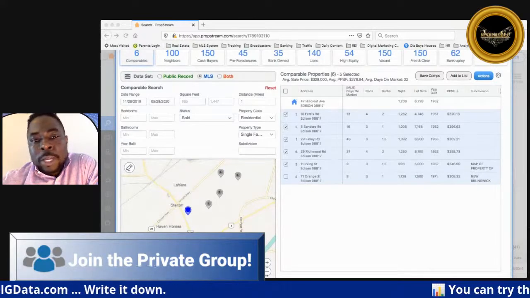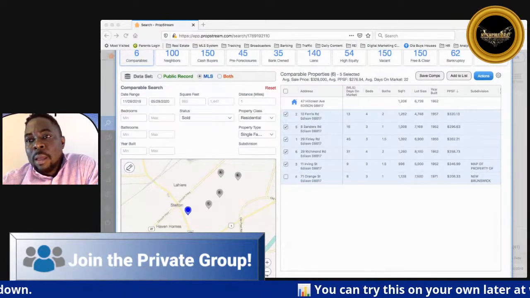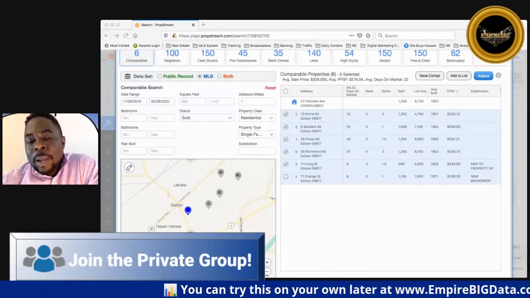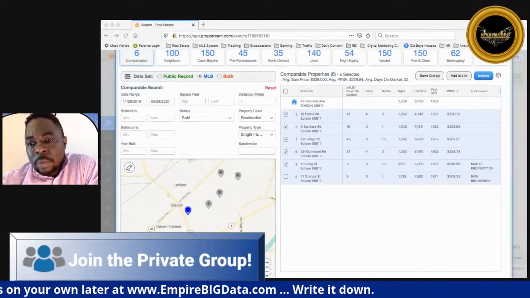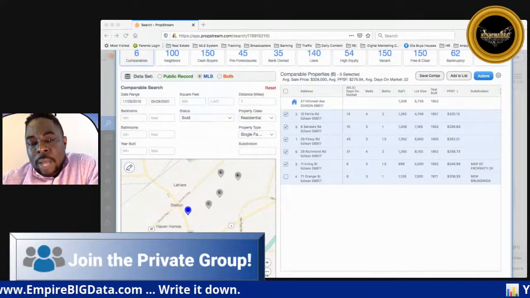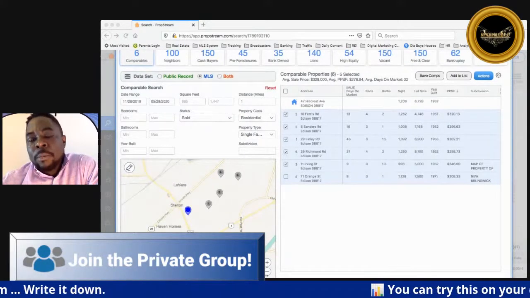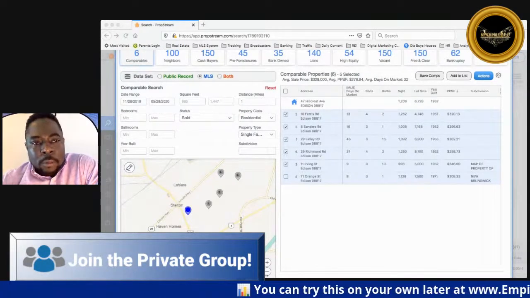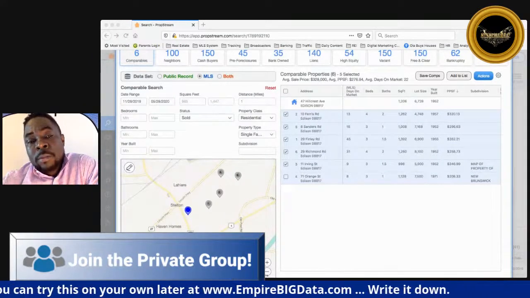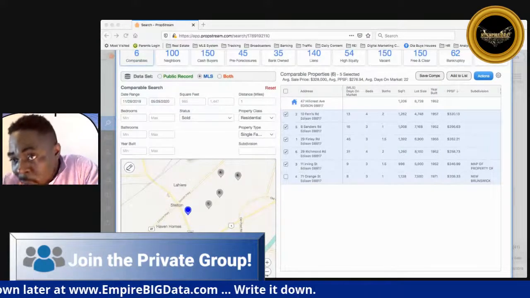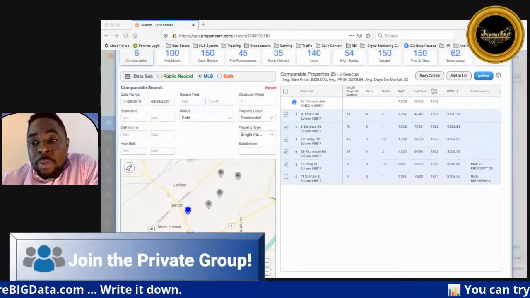I'm waiting for you guys to give me the answer. Why am I using price per square footage and not the sales price? Right? I need 5 comparables. 6 came up. Okay. But I need 5 comparables. I'm going to create an offer based on 328. How do I create an offer based on 328? How do I do that?